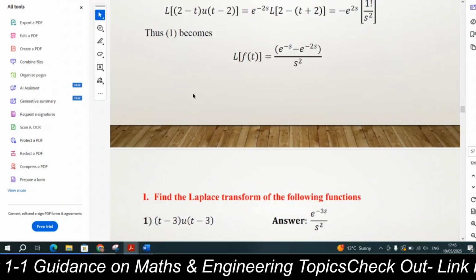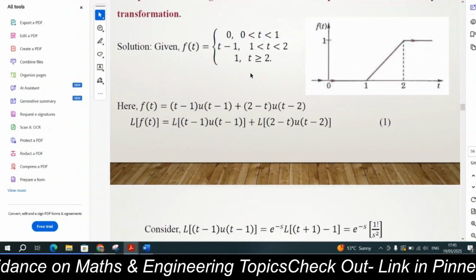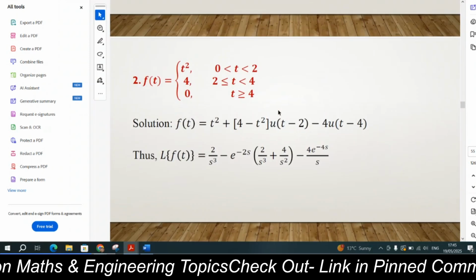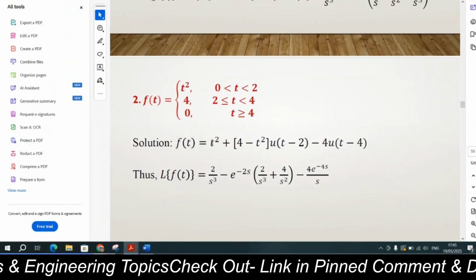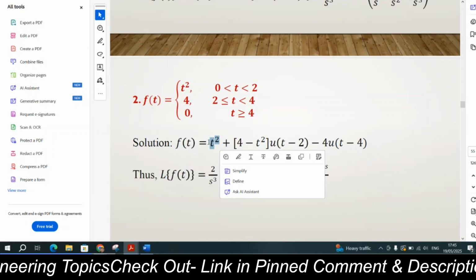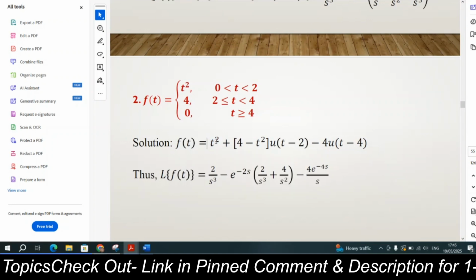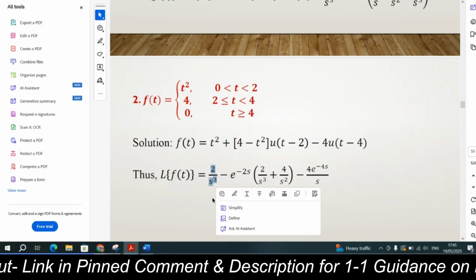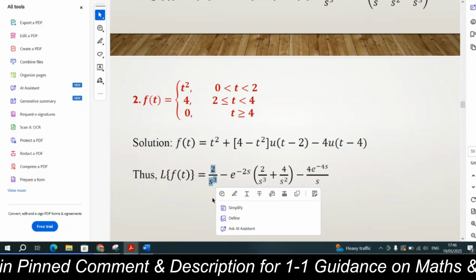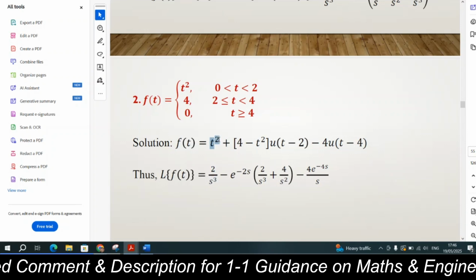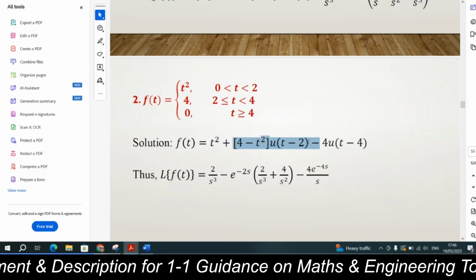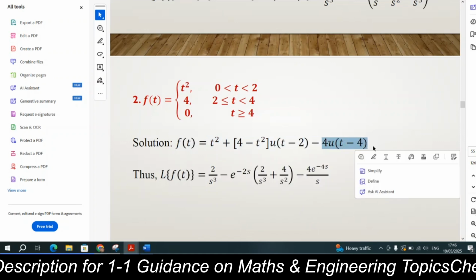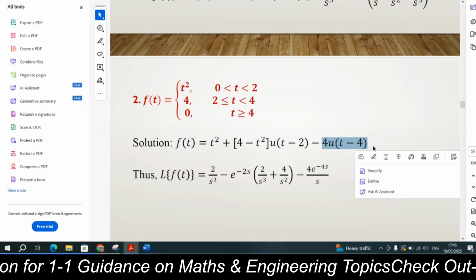Okay. Let's look at an example which will probably make sense to you. Let's look over here. You see this particular part? You are clear that the first part t square is written as it is? Yes, sir. And you apply the Laplace transform of t square directly. It's a linearity property. Laplace transform of this, and Laplace transform of this, and Laplace transform of this, you are separating them.